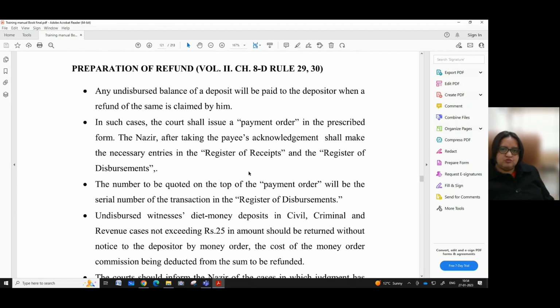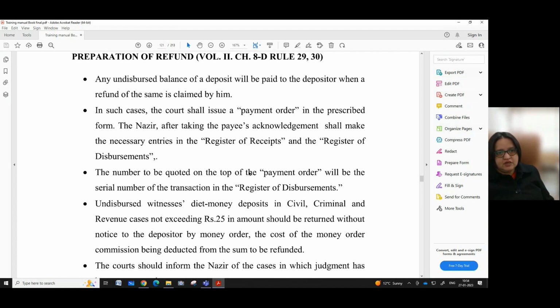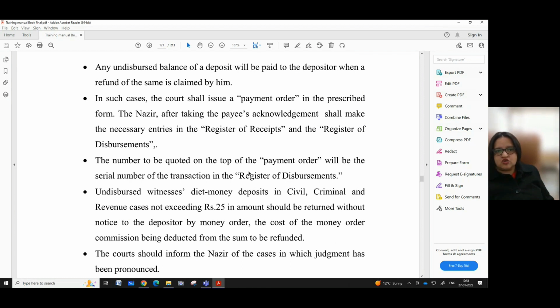Preparation of refund, Volume 2, Chapter 8D, Rule 29/30. Any undisbursed balance of a deposit will be paid to the depositor when a refund of the same is claimed by him. In such cases, the court shall issue a payment order in the prescribed form.